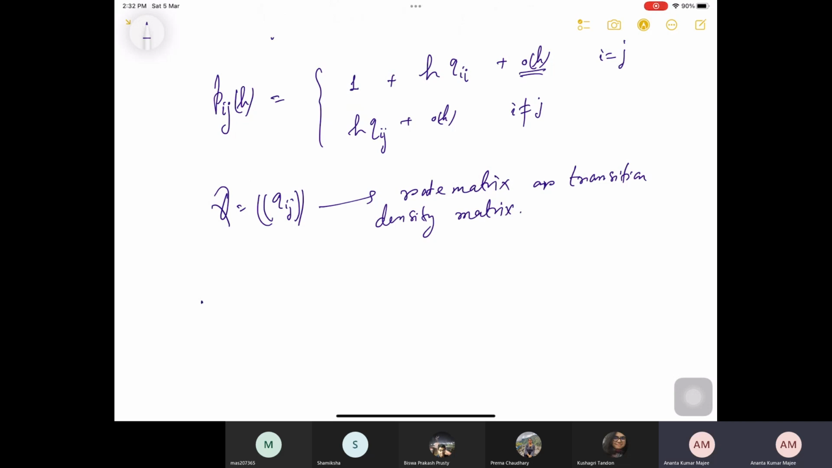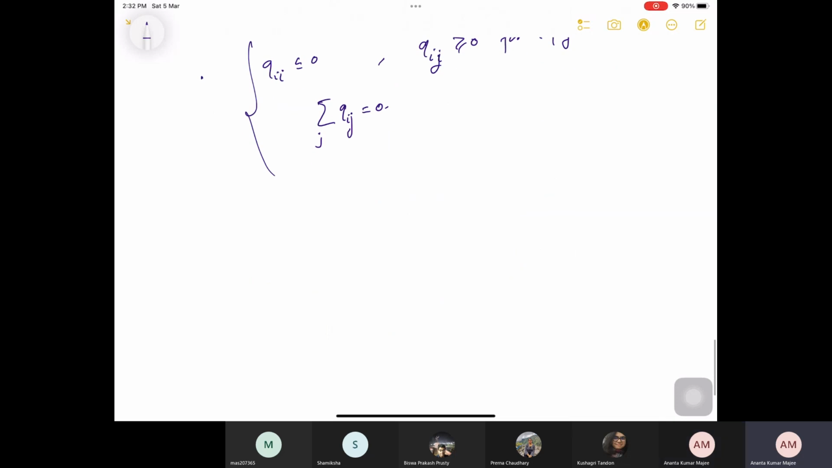Now we can check that Qii is non-positive, it may be 0 or negative. Qij are non-negative for i not equal to j, and the summation over j of Qij is 0. So this matrix Q is known as the rate matrix.